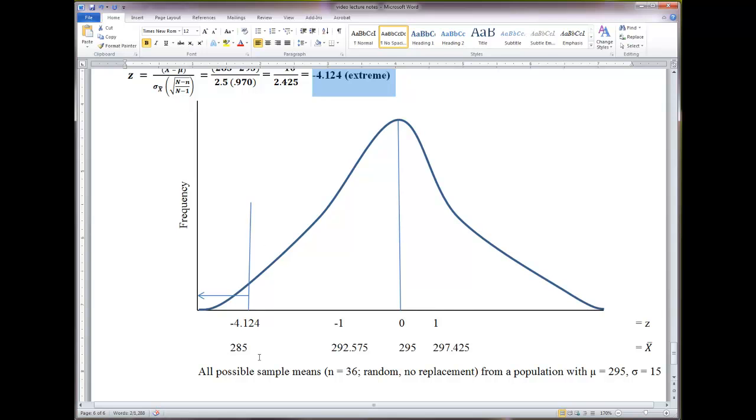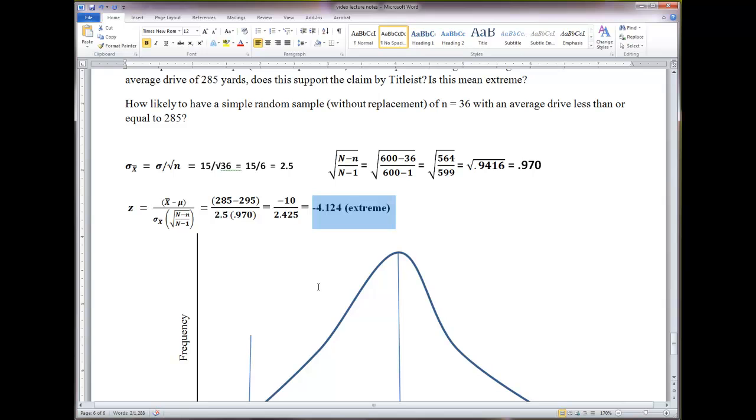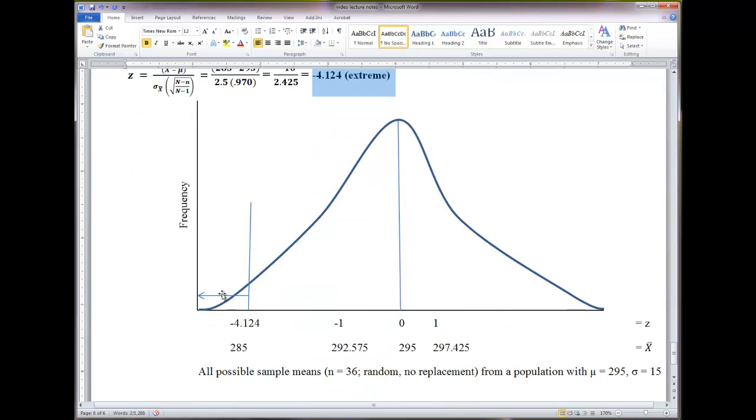And if we plot this out, this 285, we know that it's going to be pretty far out in this distribution because the z-score is so large. Even though it's negative, it's still a large z-score just on the left of the mean. So we plot these out, and we know that if we're looking for less than or equal to 285, we're going out this way, and this is definitely a tail.